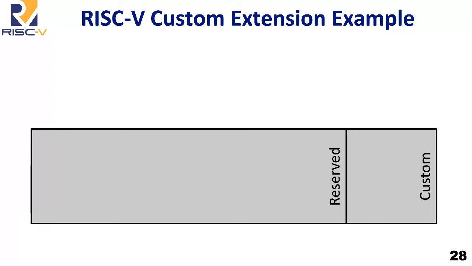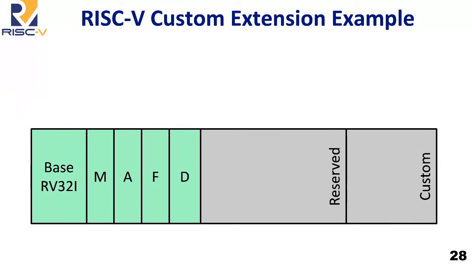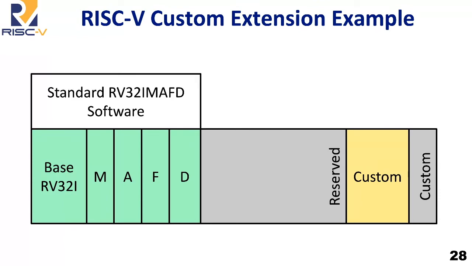So, for example, if you think about the encoding space, if this is the reserved encoding space and there's a custom encoding space, when you're coming to do an application, you may choose to add the standard modules: the base instruction set, multiply, atomics, single and double precision floating point. But then you add your own custom instructions over here. All the standard software only uses the standard encodings, so it doesn't care about the custom encodings. You can reuse all the standard software, but in addition, add your own libraries that drive those custom instruction extensions.